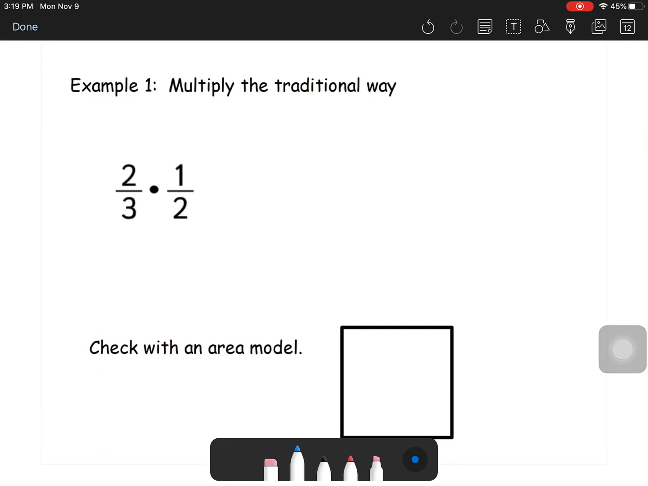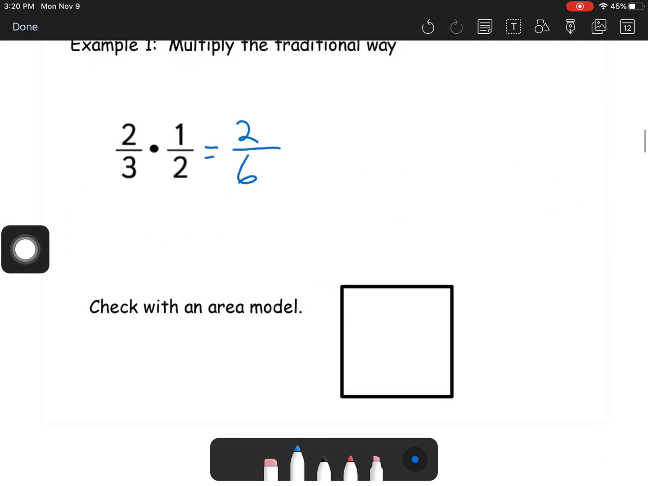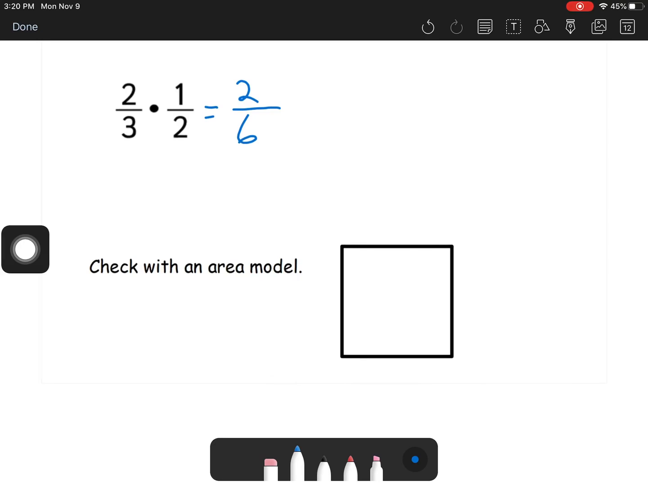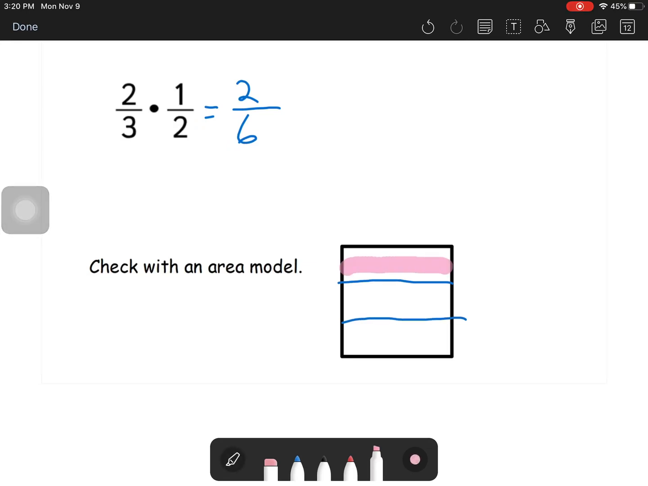So doing multiplication the traditional way, all we do, 2 times 1, which is 2, and then across the bottom, 3 times 2 is 6, and that's it. And if we were going to compare this to the method that we did with the area model, we broke one part of the square into thirds and the other part into halves, and just shaded in however many it said. So if I'm doing 2/3, I would have 2 of those parts shaded in like that.